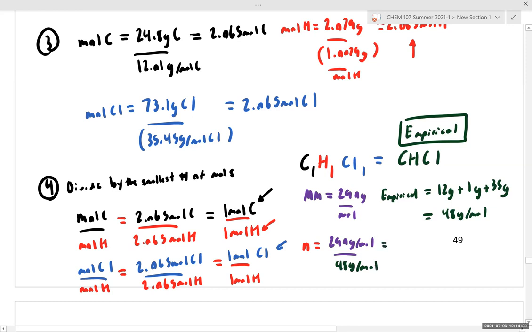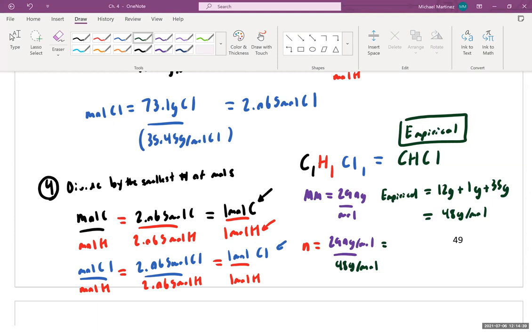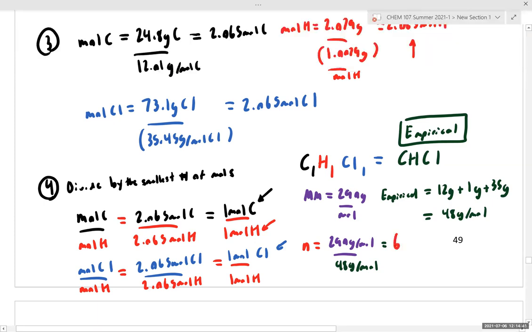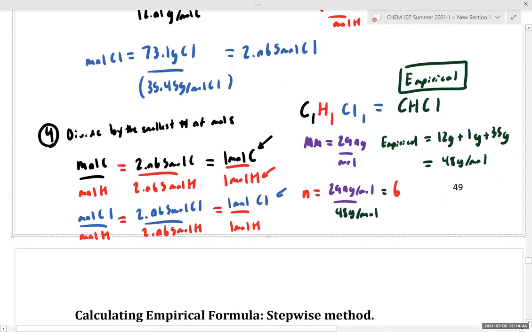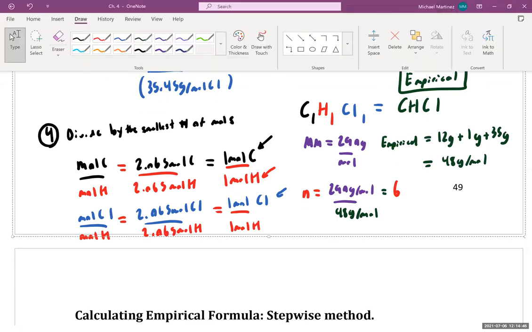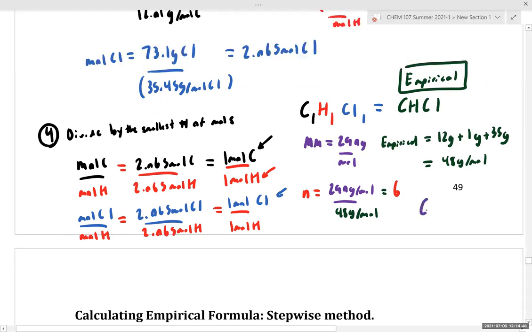So we have 290 over 48. That gives us an N value of 6. So tying this all together, that in turn would give us a final molecular formula of C6H6Cl6.